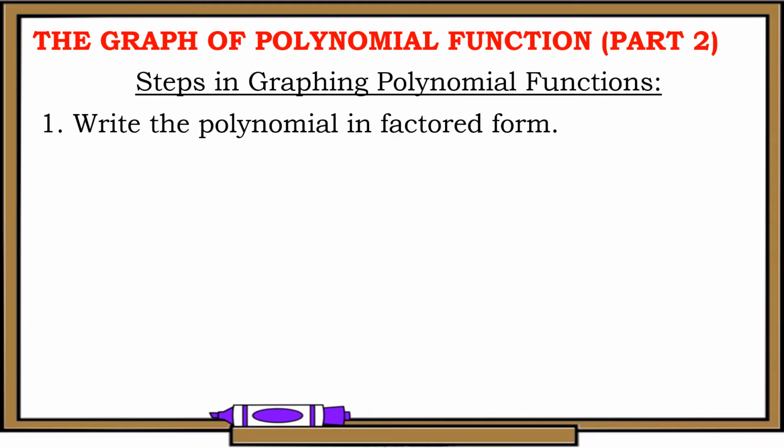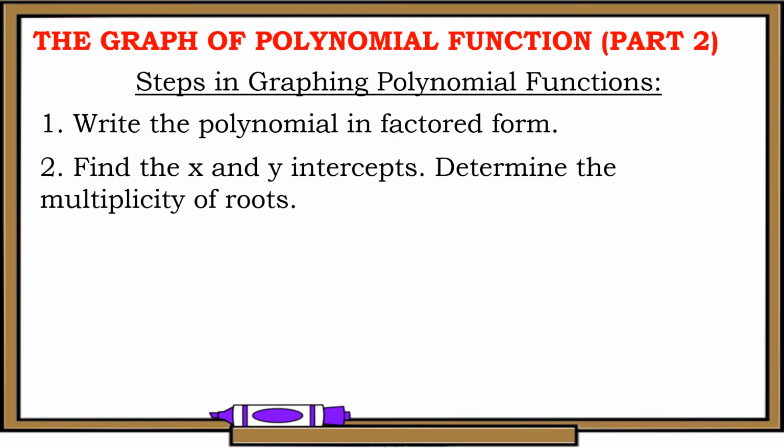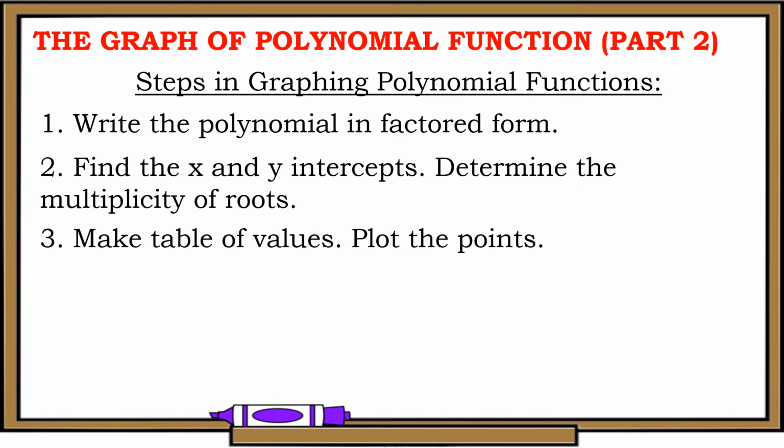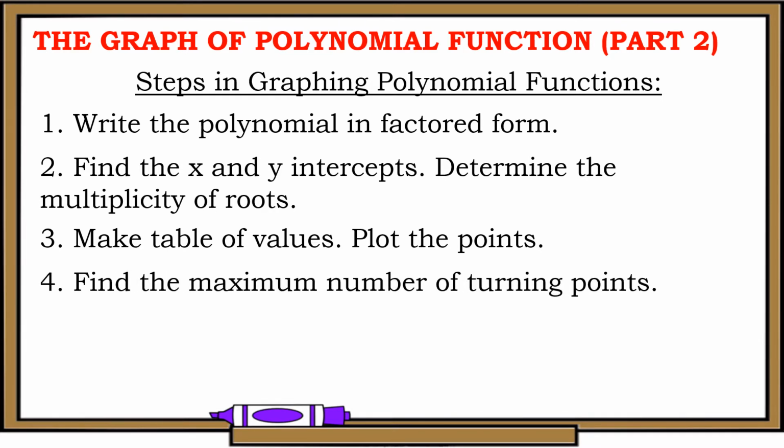First step, write the polynomial in factored form. Then, find the x-intercepts and determine the multiplicity of roots. Make a table of values, then plot the points. Then find the maximum number of turning points. Determine the end behavior.